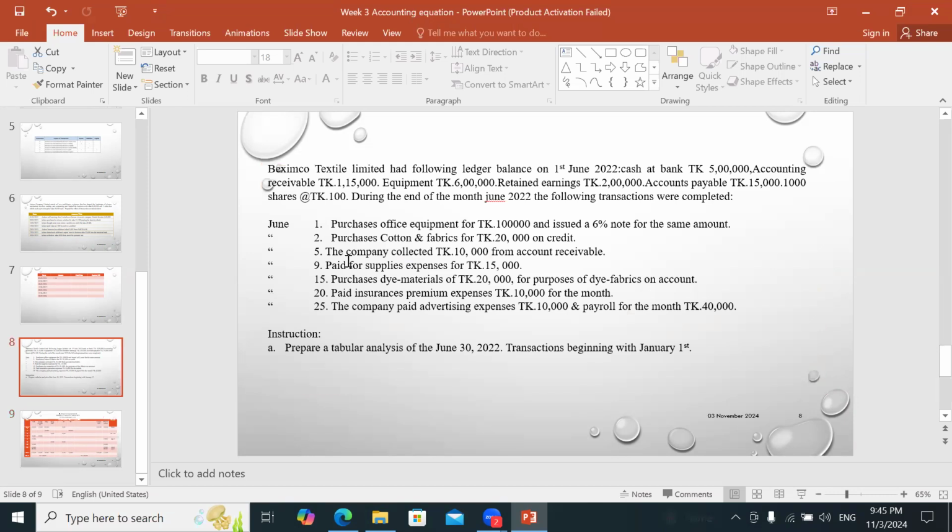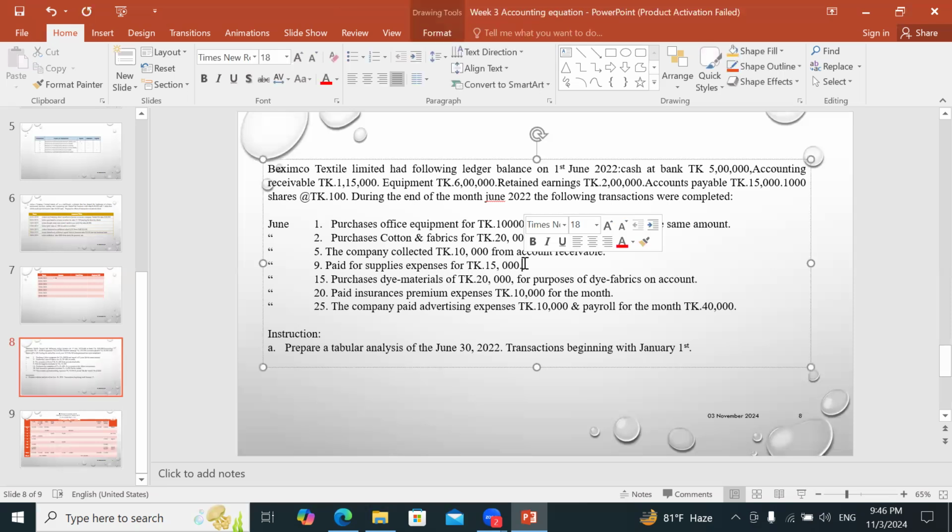Transaction number 9: paid for supplies expense for taka 15,000. Supplies means stationery, a very tiny, very simple transaction. Tape, pen, rope, ink, like these small devices for a company. So it is stationery. Paid for supplies expense 15,000.